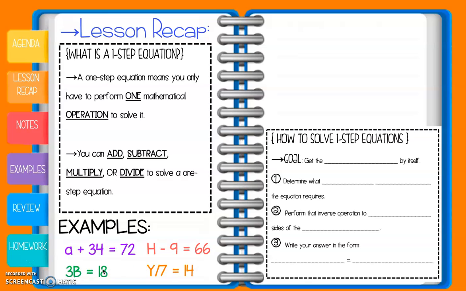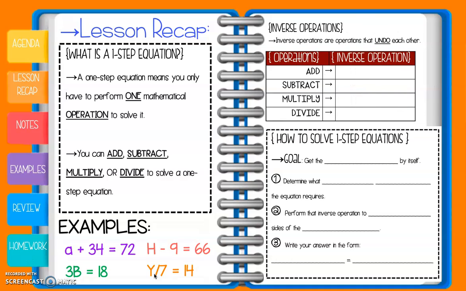And then y divided by 7 equals 14. Remember that the fraction bar does mean division. So those are all examples of what a one-step equation looks like. To solve a one-step equation, we're going to be using inverse operations. Inverse operations are operations that undo each other. So they're just opposites, kind of.